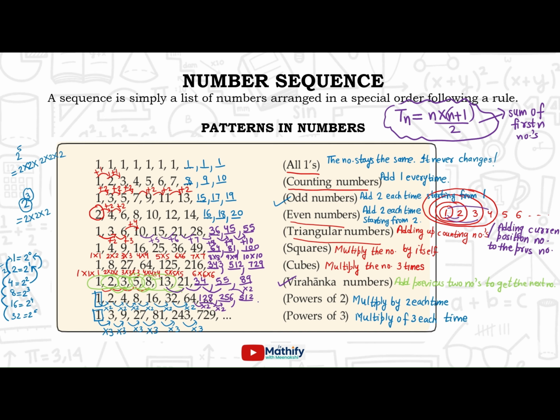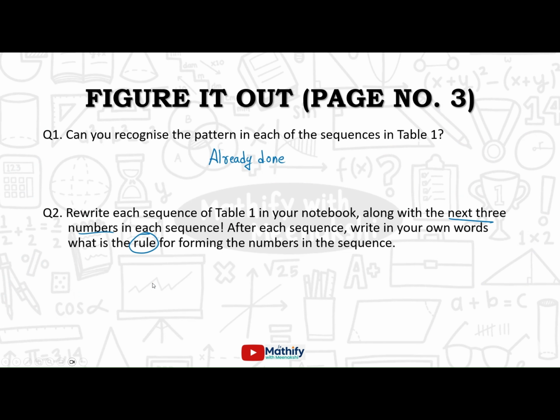Now let's move to the last sequence, powers of 3. The rule is multiply by 3 each time. So we'll multiply by 3 to get the next number. So 729 into 3, that is 2187. Now 2187 into 3, that is 6561, and then 6561 into 3, and that is 19683. So that's it. We are done with the figure it out.